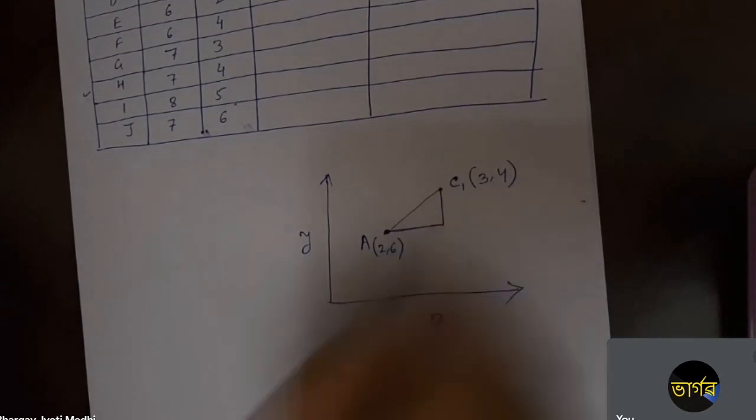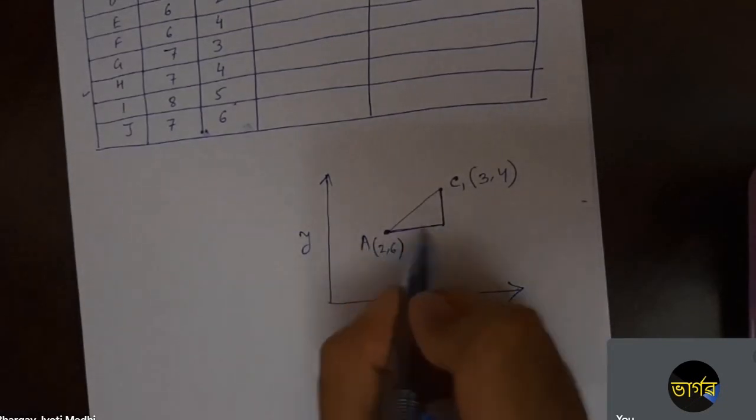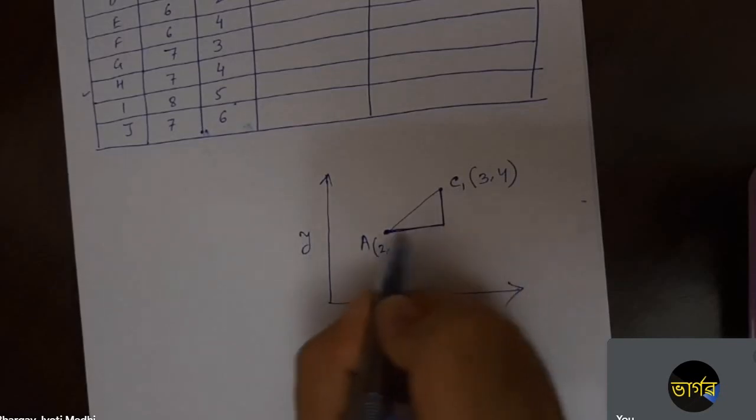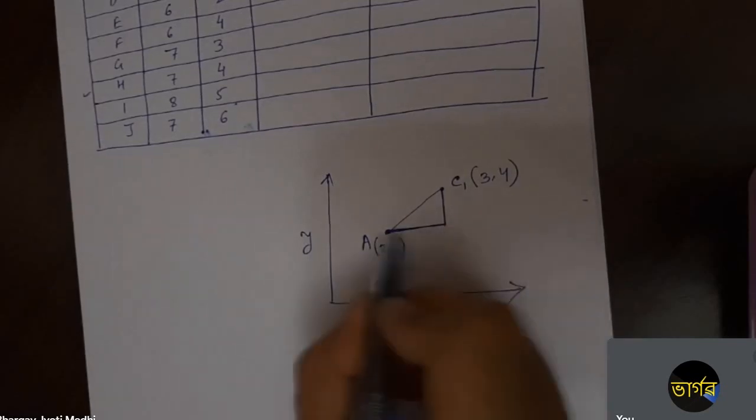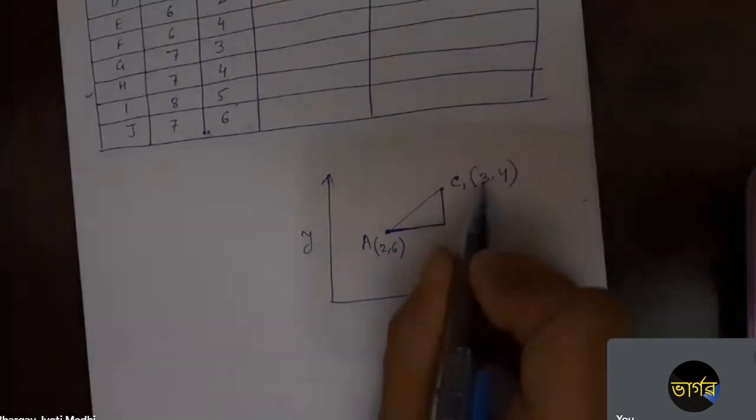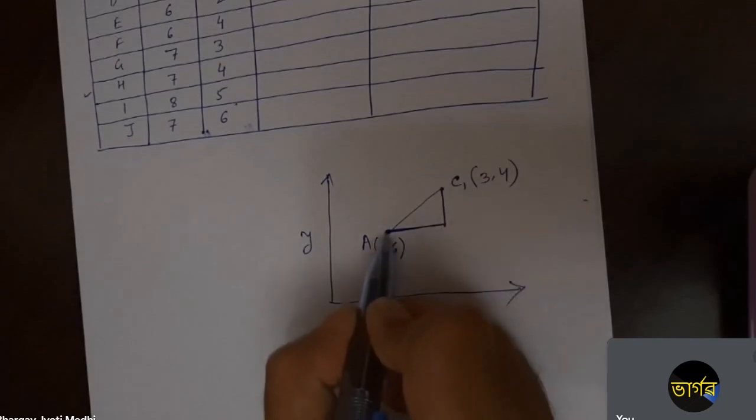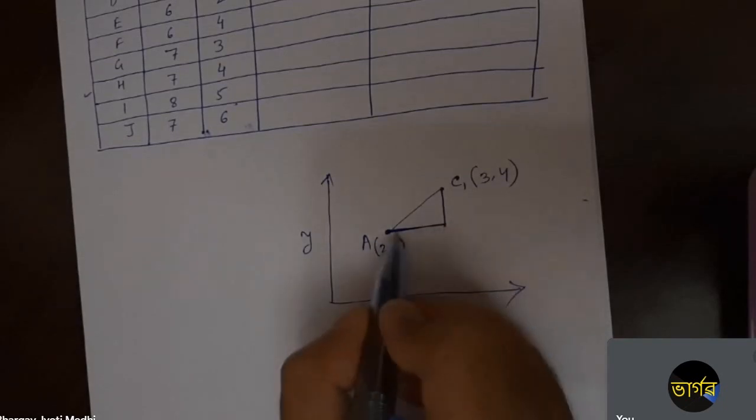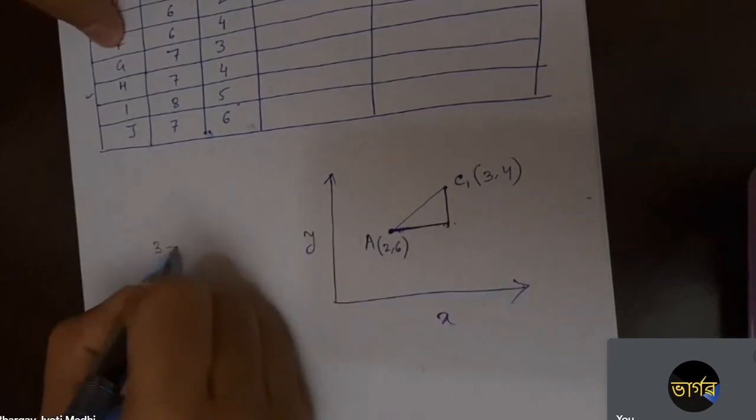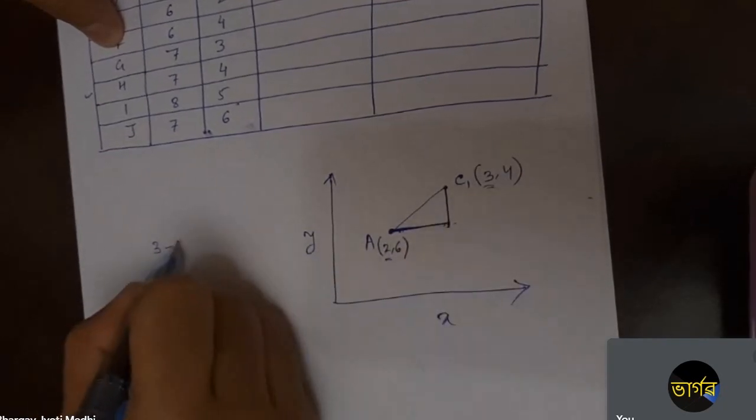So that will be how much? Here the x coordinate is 3, here the x coordinate is 2. So this distance is 3 minus 2. This is 3, this is 2. So 3 minus 2 is the distance. In Manhattan distance, we take the modulus of the 3 minus 2, the difference between the two points, plus this distance, how much will it be?